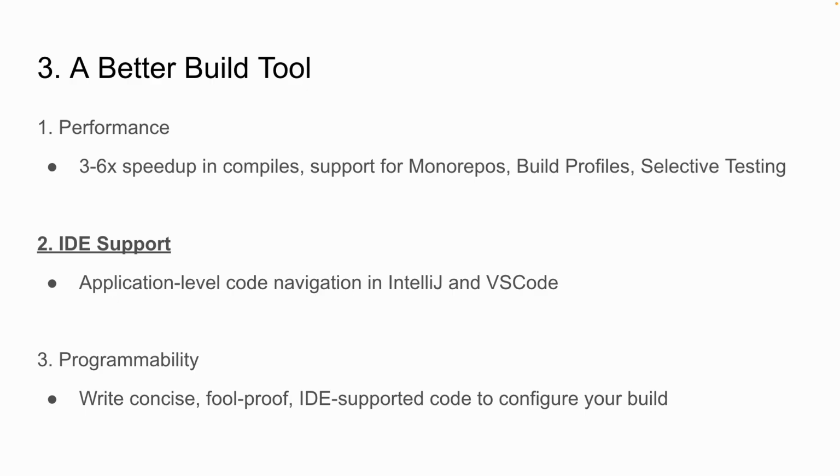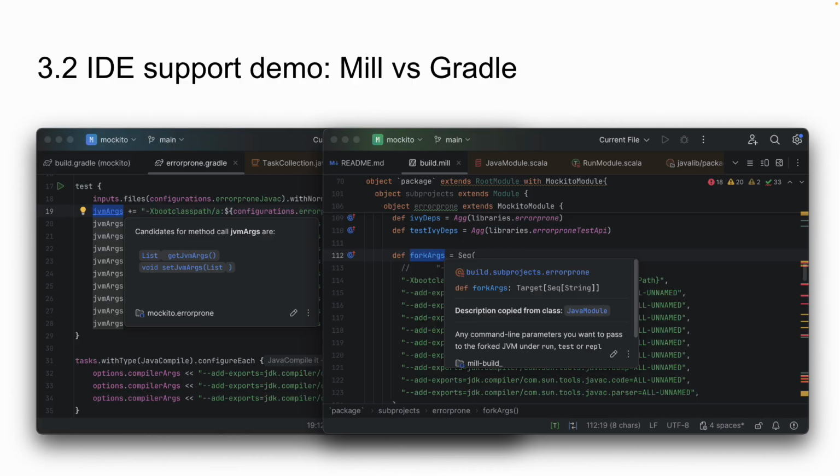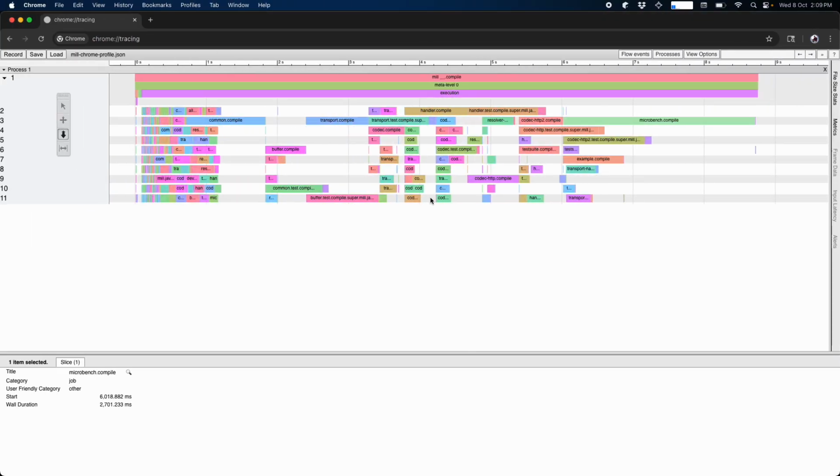Next thing to talk about is IDE support. So Mill has, I think, better IDE support than most other build tools. It's not perfect, it's a younger project and still has some edge cases and bugs, but it works very well. And let me show you what this means.